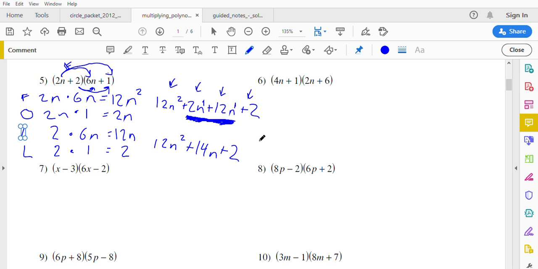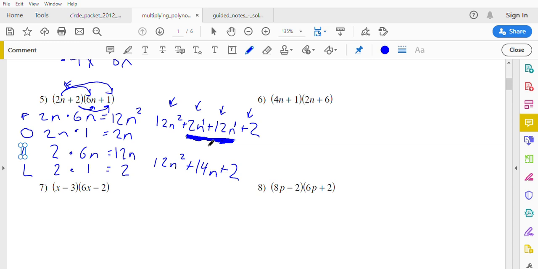So I'm going to do a few more of these just because we really want to know them, and then we'll take a look at some of the more advanced ones down at the bottom. We'll do another 2 like this, and then I'll talk about the box method. If you prefer that, then we can do that, okay? So again, we'll get the firsts. 2n times 4n is going to be 8n squared. So that's your firsts, right?